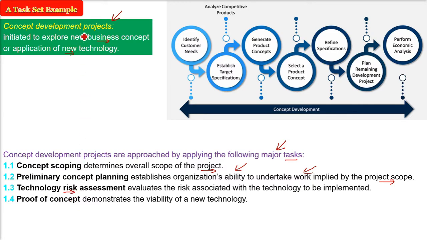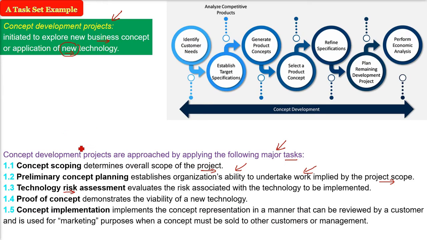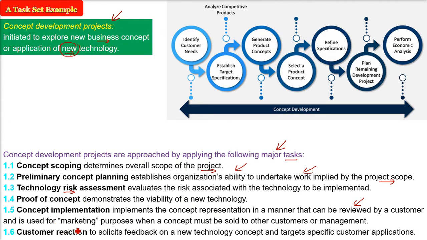Proof of concept. This demonstrates the viability of a new technology. It's all about new technology and the new concept which we are trying to achieve. Then the concept implementation. This implements the concept representation in a manner that can be reviewed by whom? Customer. And it is used for marketing purposes when a concept must be sold to other customers or management. Then we do the customer reaction, that is to solicit feedback on a new technology concept and on our target-specific customer applications. These are the major tasks we are talking about.